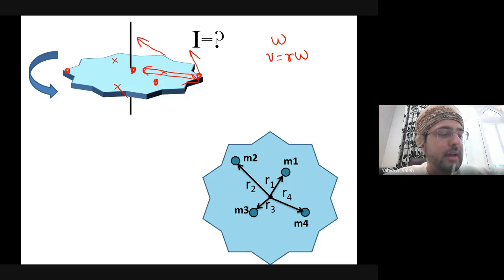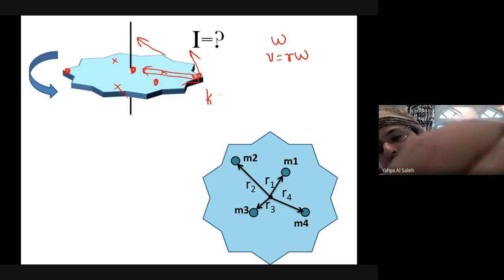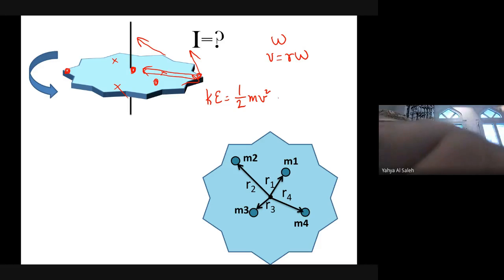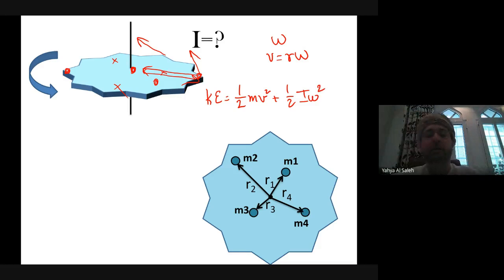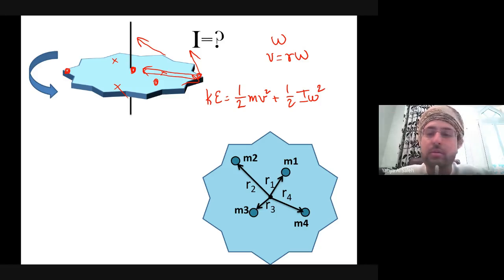No, why would the kinetic energy be 0, Mariam? I don't understand. Your total kinetic energy will be half mv squared plus half I omega squared. How could it be 0? If something is actually moving, it has to have kinetic energy. If its kinetic energy is 0, then it's not moving. So by definition, the fact that it's moving means its kinetic energy is not 0. It cannot be 0.